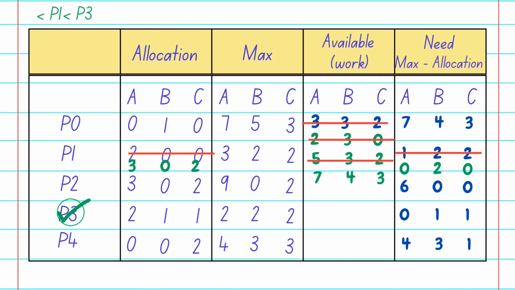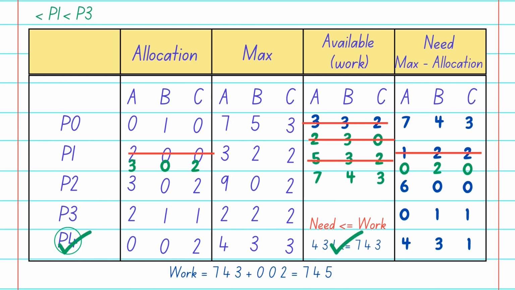Then the next process is P4. For P4, 431 is less than or equal to 743. This condition is satisfied. So the new work value would be work plus allocation, that is work 743 plus allocation 002, which is equal to 745. So we change the work value to 745 in this table, and process P4 goes to the safe state.